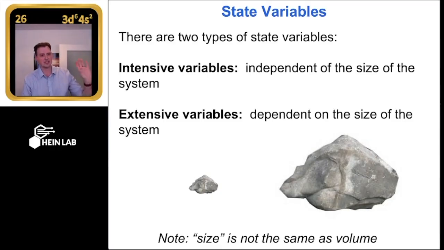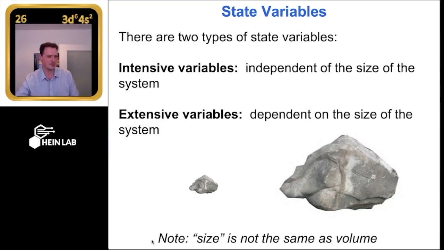Mass, grams, is extensive. Volume, liters, is extensive. But if we take the ratio, grams per volume, that becomes an intensive variable because what we're saying is the same weight per volume will be true for all of that thing. Again, this rock here, big or small, has the same concentration of minerals because we're just looking at different overall sizes, but the ratio of weight over volume would be the same.